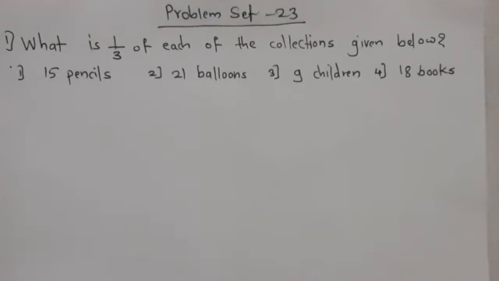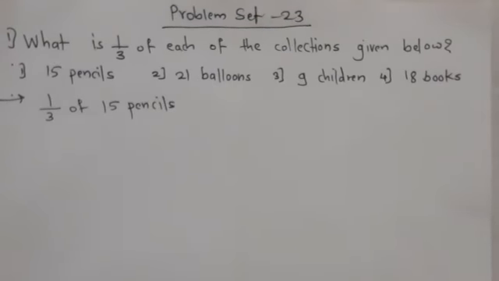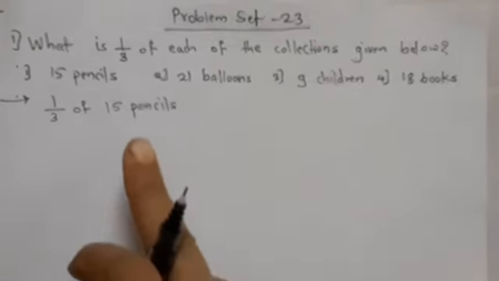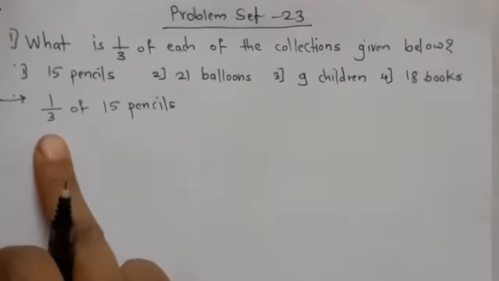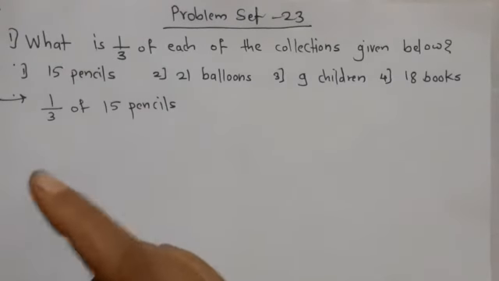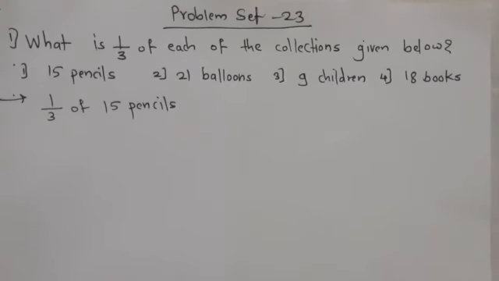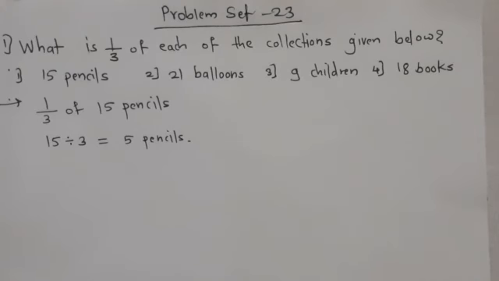1/3 of 15 pencils. To find a fraction of a collection, what do we do? We divide the number or the collection by the denominator of the fraction. For example, here the number of the collection is 15 and the denominator is 3. So we have to divide 15 by 3. If we divide 15 by 3, we get 5 pencils in each collection.